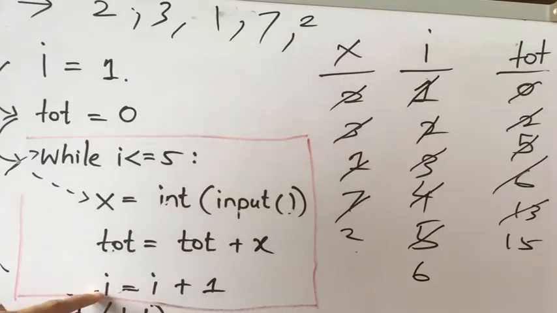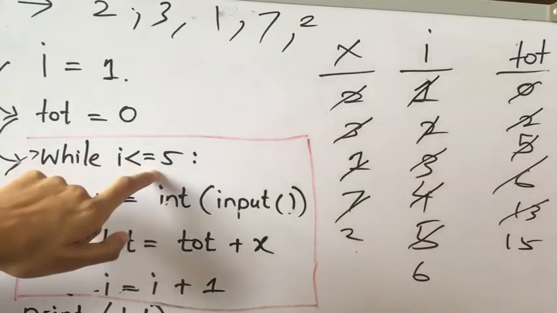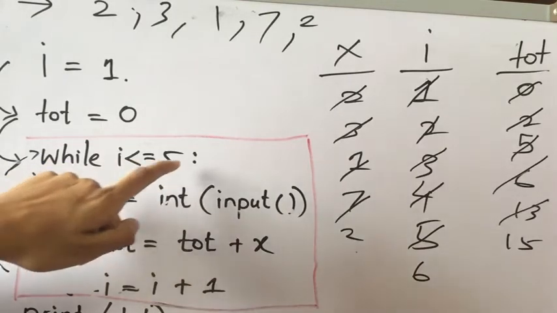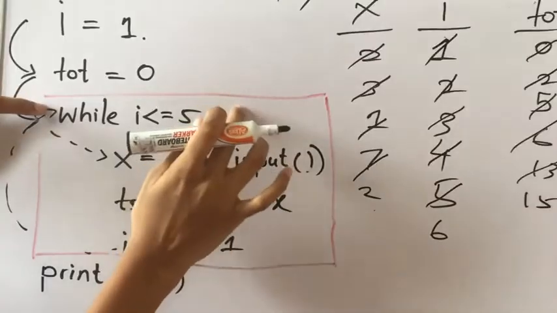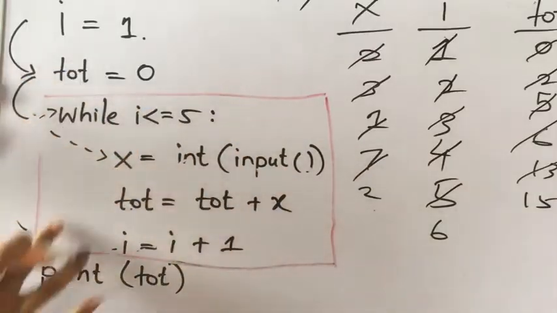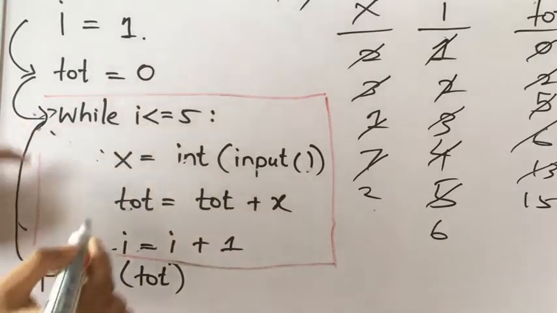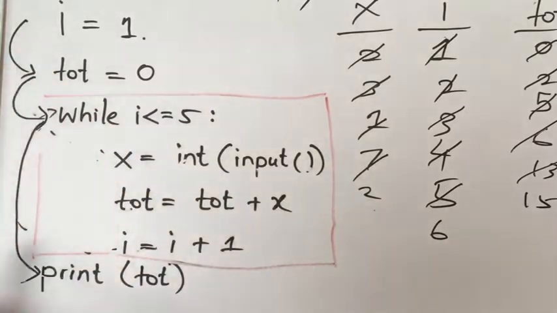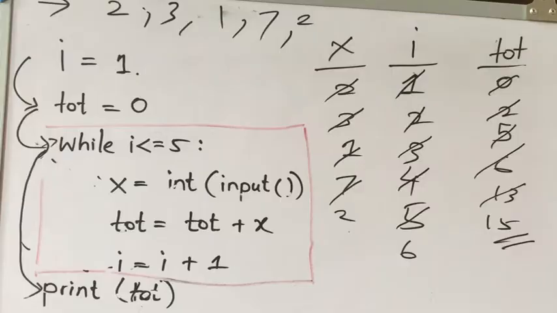Now I is 6. Again it will go to the top. While 6 is less than or equal to 5. 6 is not less than 5. 6 is not equal to 5. So that is false. At that moment, it will stop. It will break from this loop. We were here now. So it will break and go to the next line. What will be the output of this code? It is 15. So we can simply say that it returns the sum of 5 user inputs. That is basically this code.